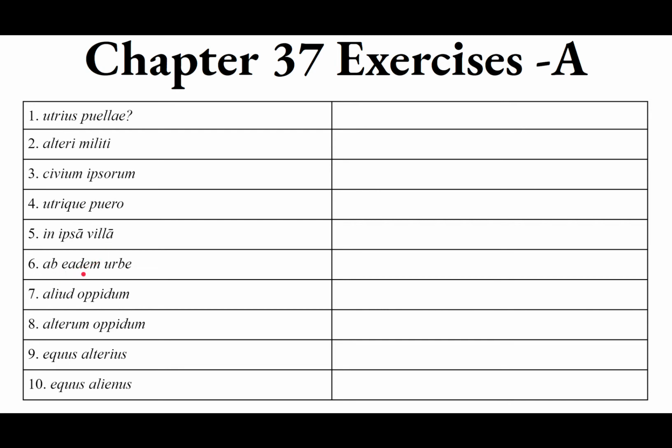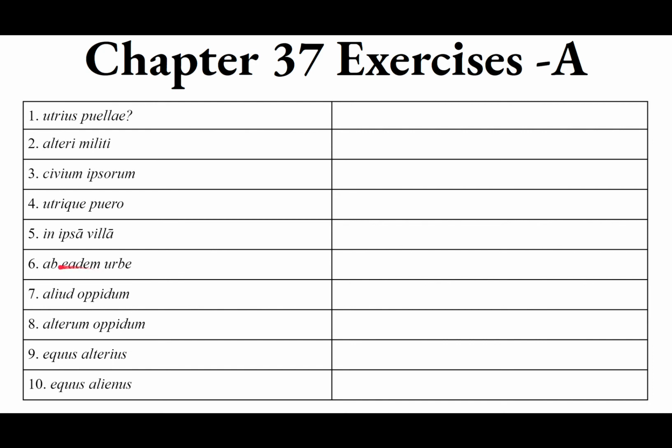6, ab eadem urbe. So preposition ab takes the ablative from, away from, to show separation. Eadem, this is from idem, eadem, idem. The root of idem, eadem, idem is is-ea-id. It has a dem attached to it. The dem does not decline. It stays dem, like que stays the same in uterque, utraque, utrumque. It's the is-ea-id part of idem, eadem, idem that does the declining.